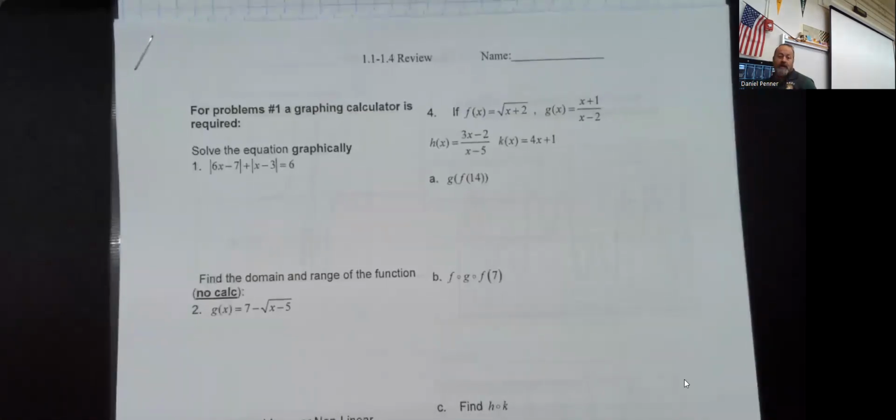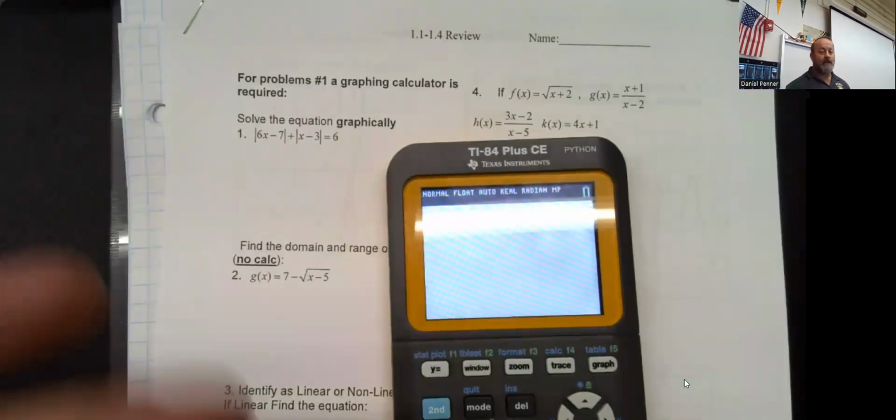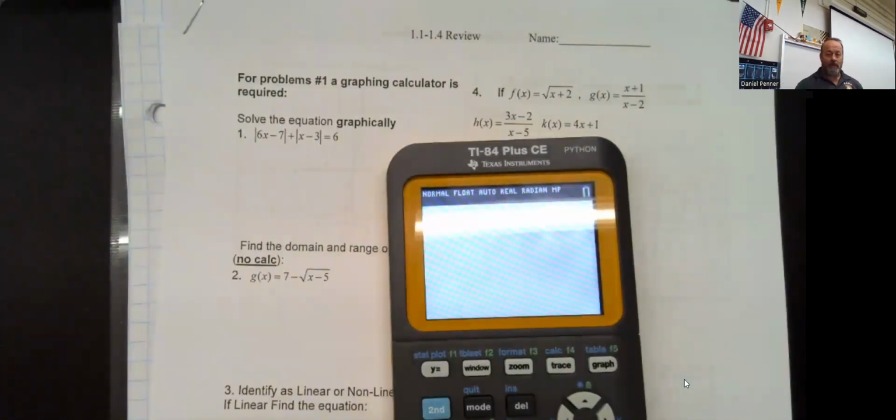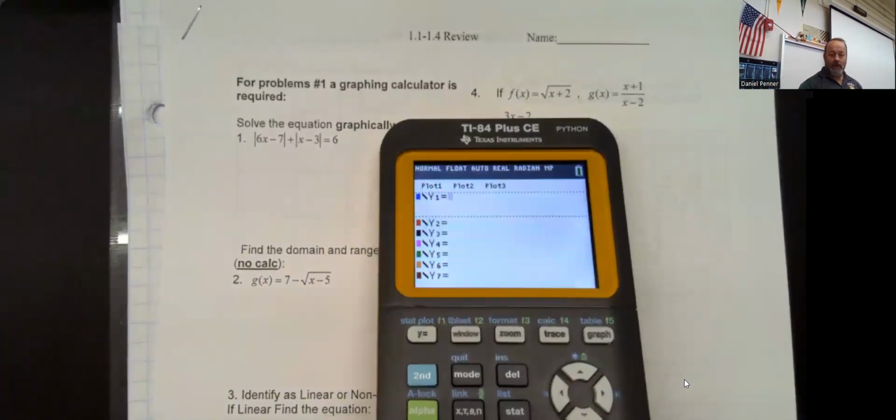Now, my intent there is actually very, very simple. I just want you guys to be able to know how to use technology. This is way too hard of a problem to solve through any means other than a calculator. So what I intended you to do is just open up your calculator.